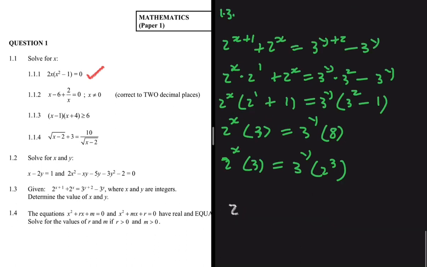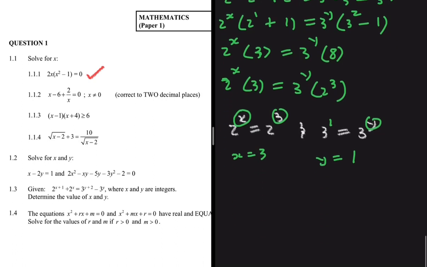If 2 to the power of x is equal to 2 to the power of 3 and 3 is equal to 3 to the power of y, then our equation will be satisfied. So how can 2 to the power of x be equal to 2 to the power of 3? That can only happen if x is equal to 3. And on the other hand, in order for 3 to the power of 1 to be equal to 3 to the power of y, it can only happen if y is equal to 1. And these are the solutions for 1.3.